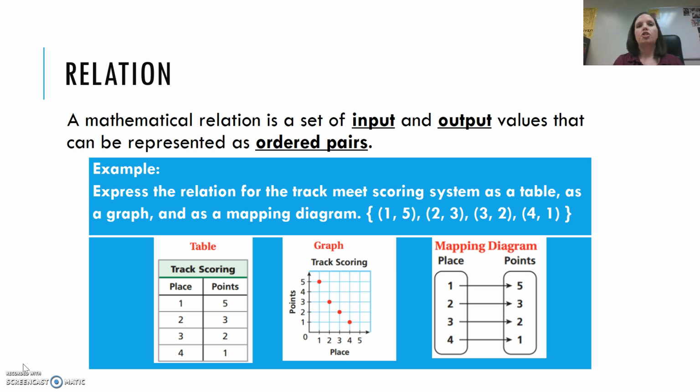A relation is just a more general terminology. A relation just means you're relating input and output values. Now, we've seen this a ton this year already. Ordered pairs relate input and output values.